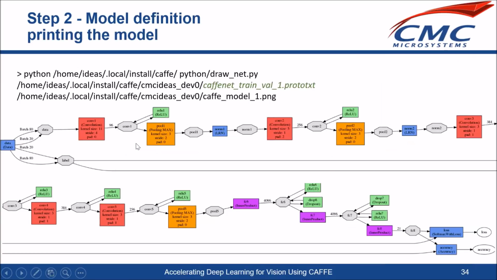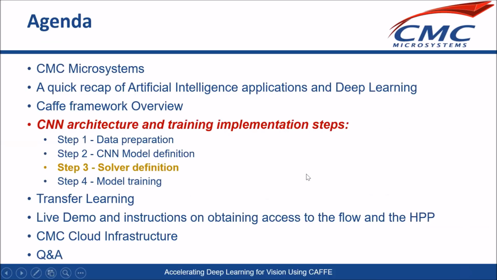We can actually visualize the resulting network by just issuing a Python command, drawnet.py, which is available in the installation. We provide as arguments the name of the proto.txt that we would like to see, in this case this one. We can generate the output file in an image format, PNG, and just open it and look at the different blocks of this CNN.